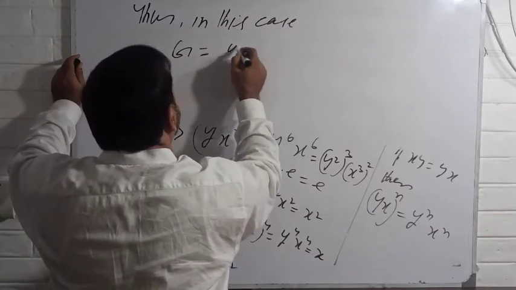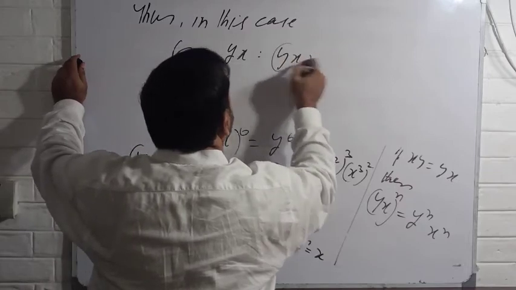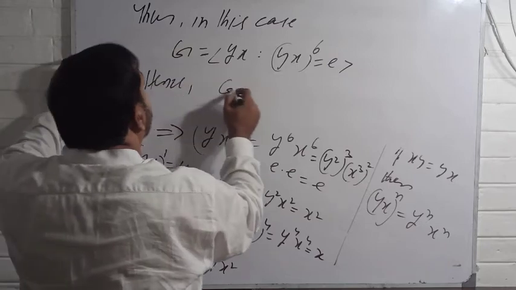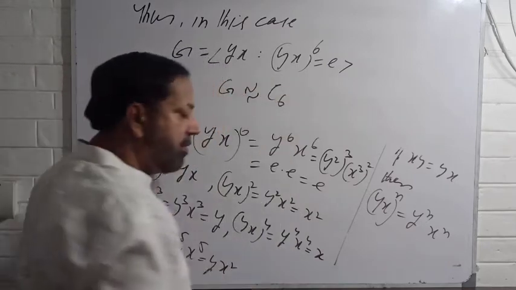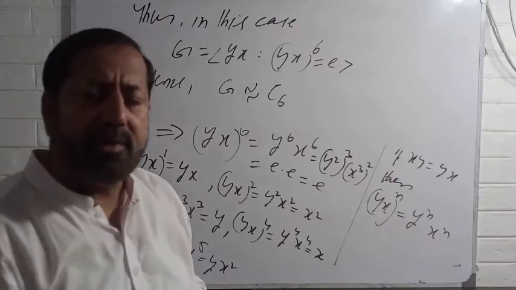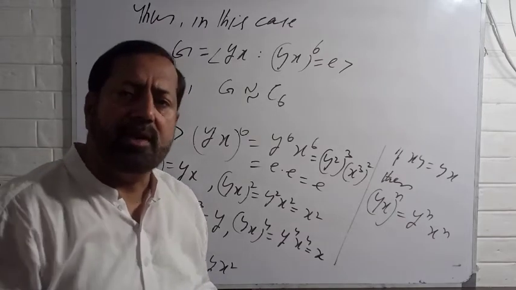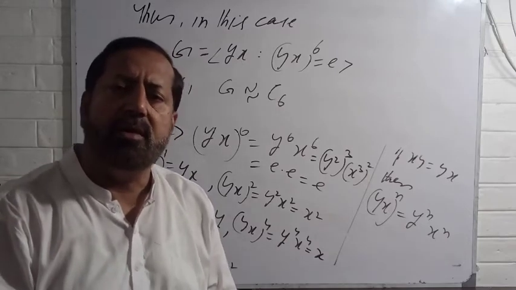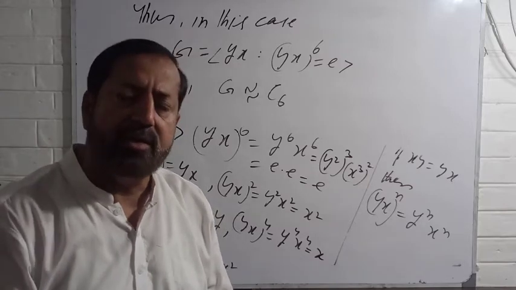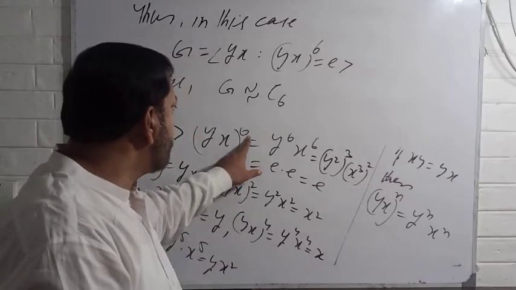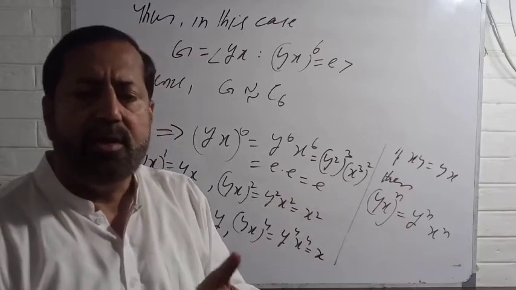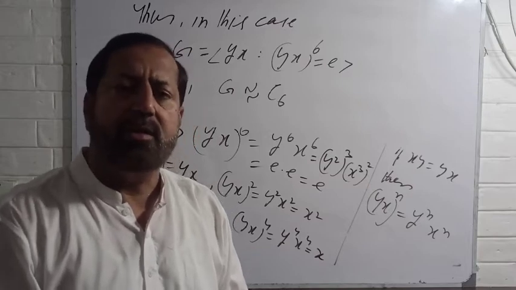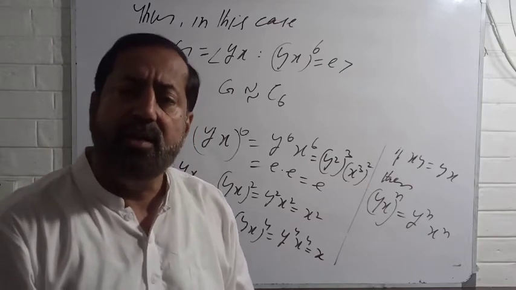G = ⟨yx | (yx)^6 = E⟩, hence G is isomorphic to C6, right? So if you take yxy^-1 = x, then you will get yx = xy, that is abelian, and from here you can exhaust all the elements by taking different powers of yx. So (yx)^6 = identity means that yx is in fact a generator of this group.